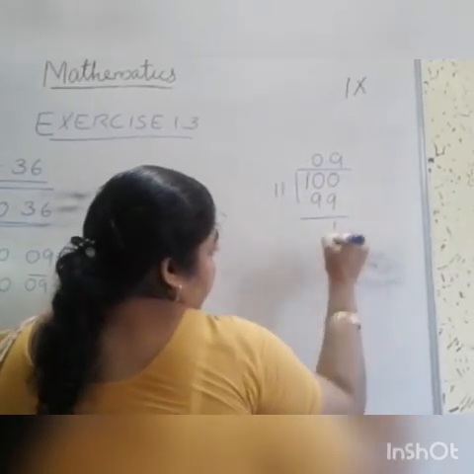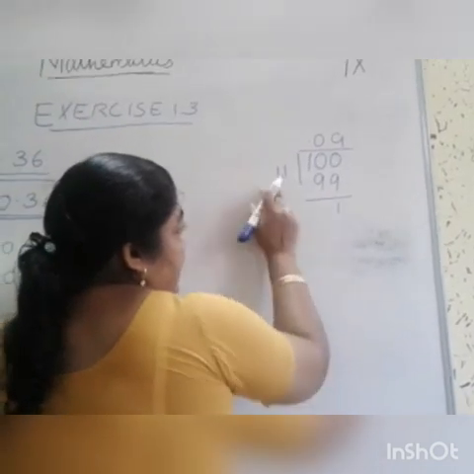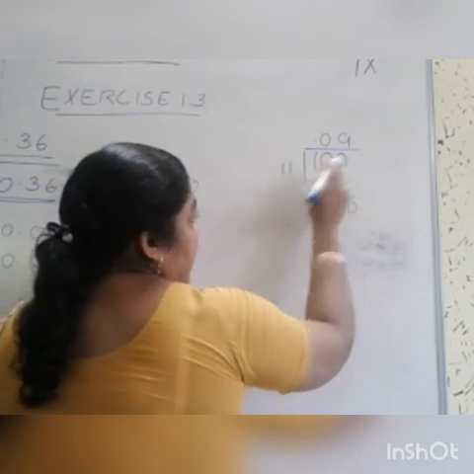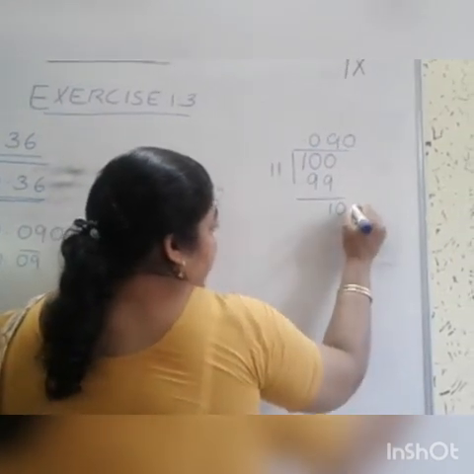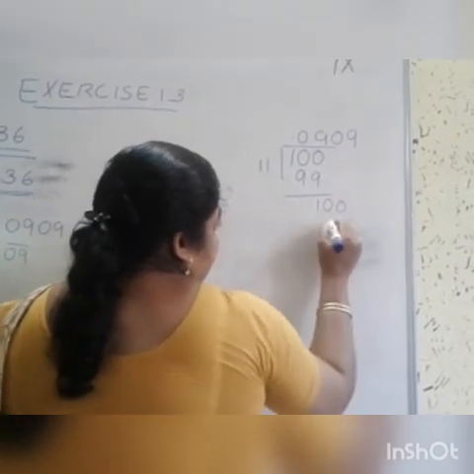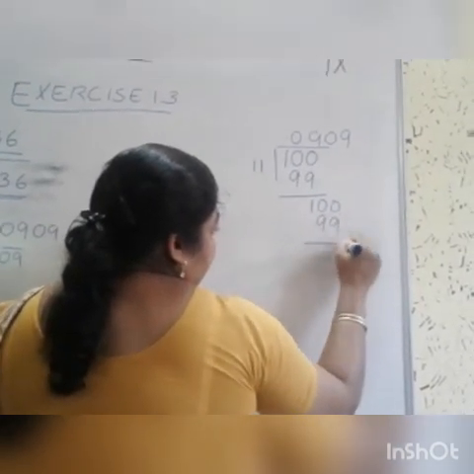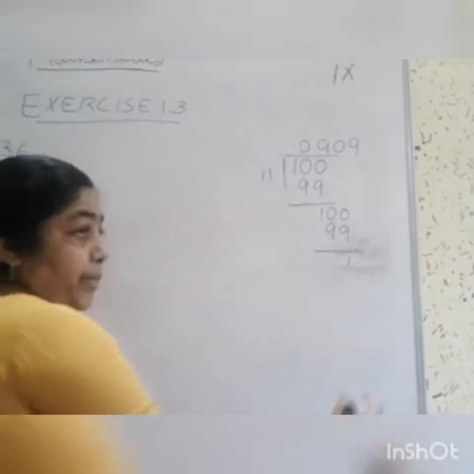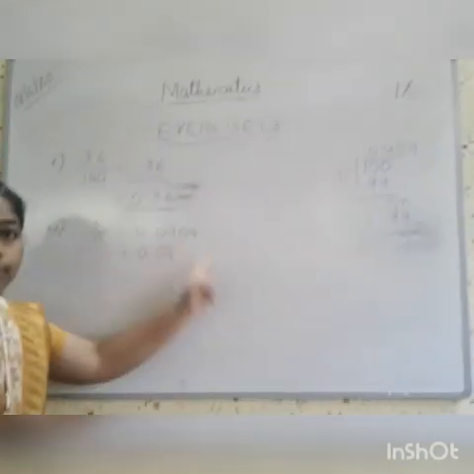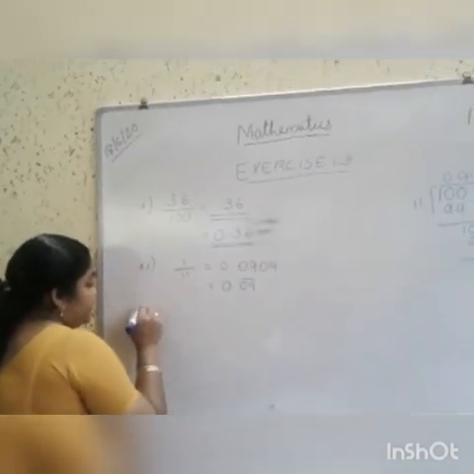Then subtraction, 1 is here. In 1 there is no 11. Then put 1 0. In 10, how many 11s are there? 0. Then put one more 0. In 100, how many 11s are there? 9. That is 99. Again 1. This division is repeating like this. So the answer is 0.09 bar. Then number 3.